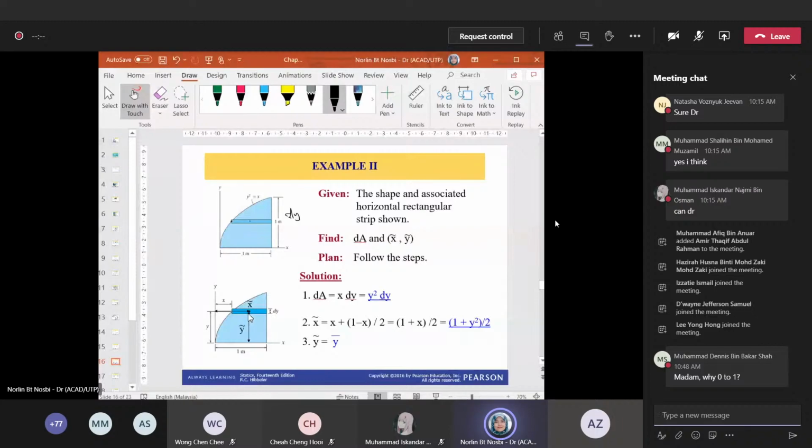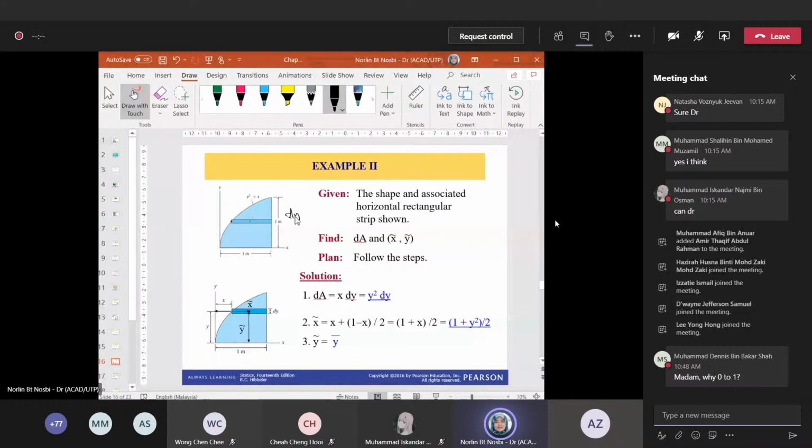You have to minus, divide by 2. So that's why it is x plus (1 minus x) over 2. So at the end, you will get (1 plus x) over 2. So you replace the x with y, because the first thing you choose is dy, because it is horizontal. So dy, so all must be in y.